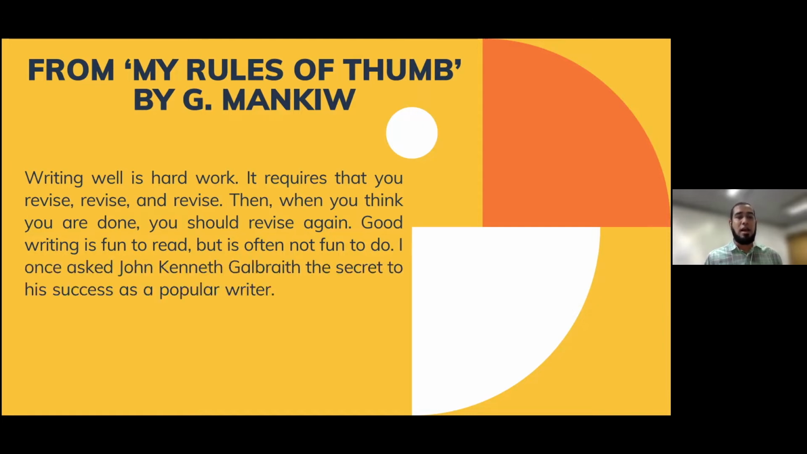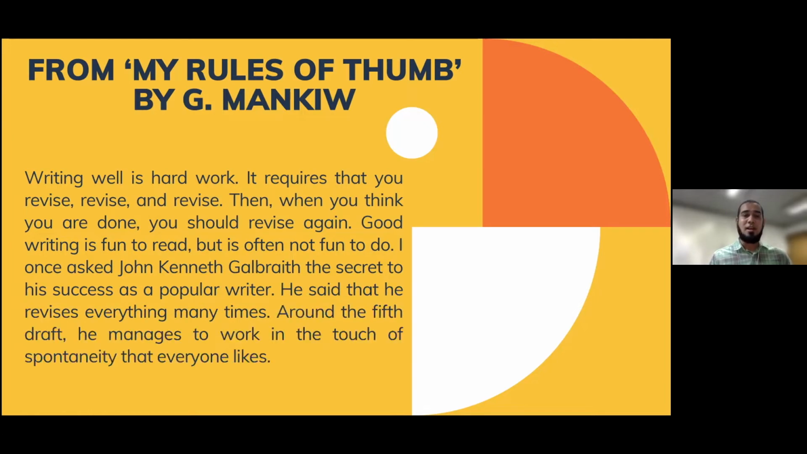I once asked John Kenneth Galbraith the secret to his success as a popular writer. So he's talking about his mentor at Harvard, another economist. He said that he revises everything many times. Around the fifth draft, he manages to work in the touch of spontaneity that everyone lacks. So 5 revisions. And this is a prolific, very accomplished writer. But revision is something we can never overlook. As a young writer, of course, this is something you should pay strong attention to.